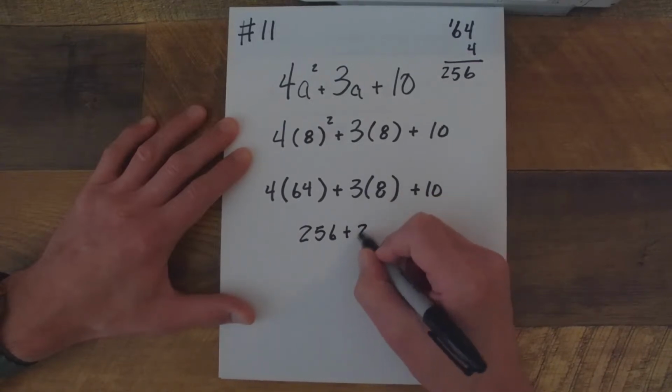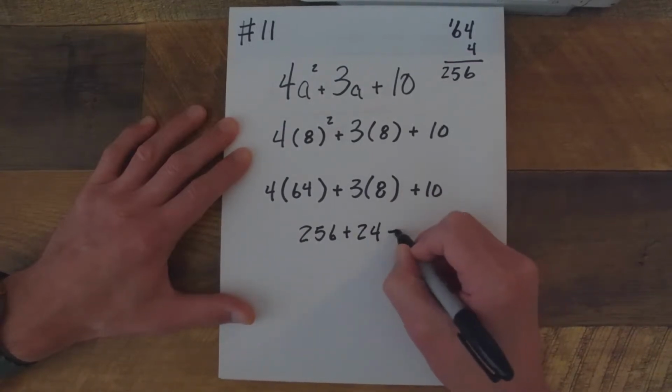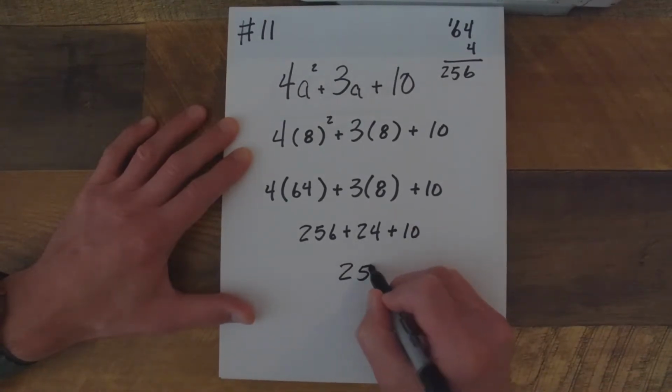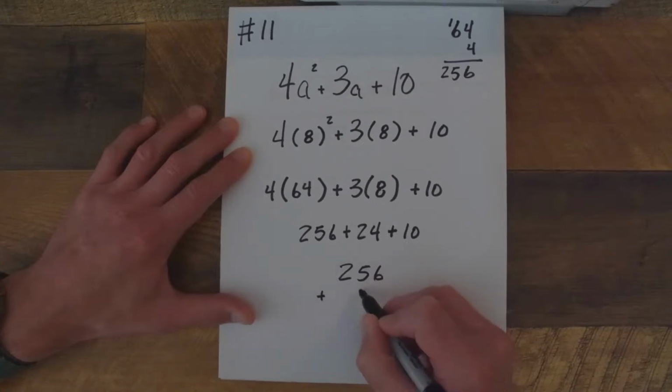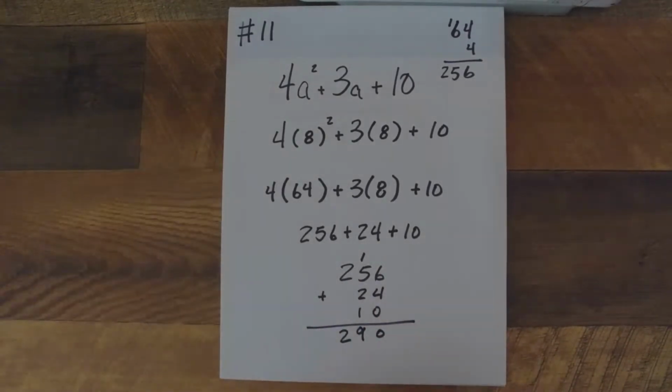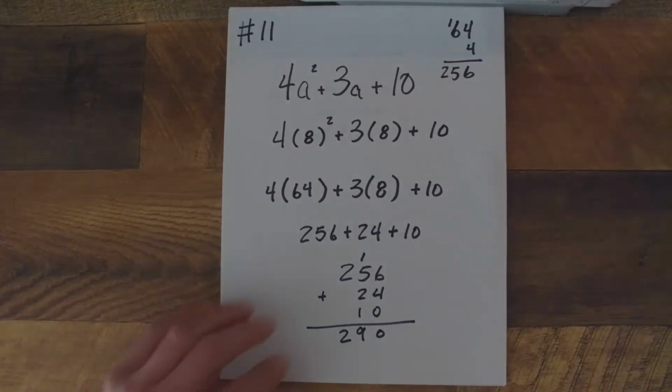Plus 3 times 8 plus 10. Now I'm going to stack these up so I can add them all together. For a final answer of 290.